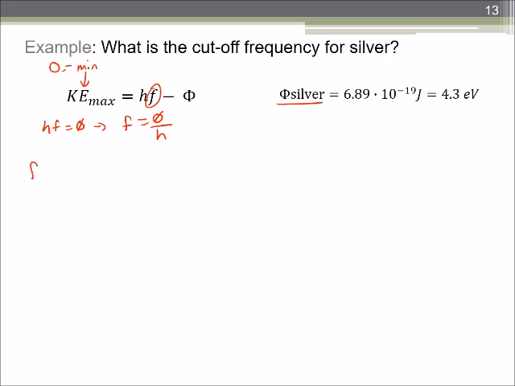We have all those numbers now. Phi is 6.89 times 10 to the negative 19th joules, based on the material, and Planck's constant is 6.63 times 10 to the negative 34th joule seconds. You'll notice these joules cancel out, so we get units of 1 over seconds, or hertz, and that gives us 1.04 times 10 to the 15th hertz.